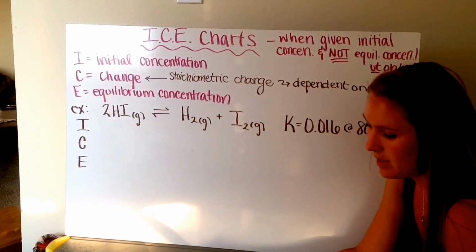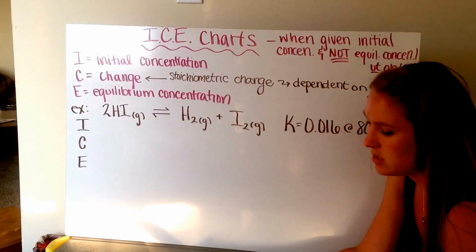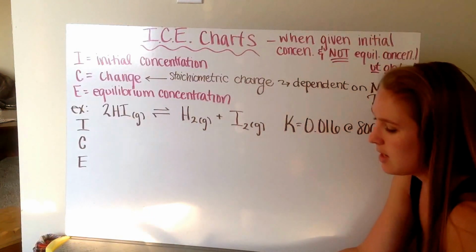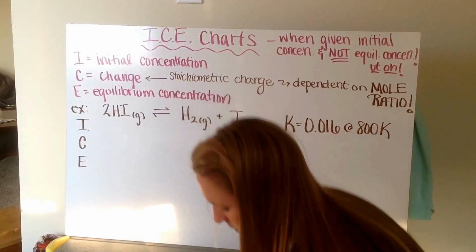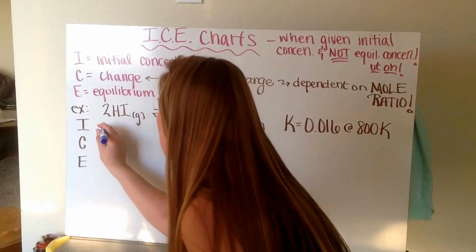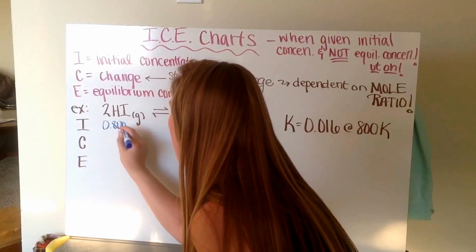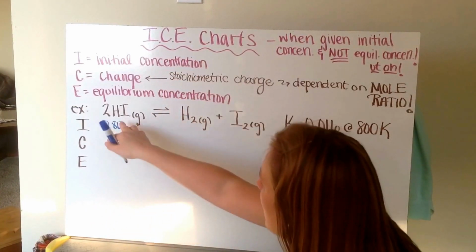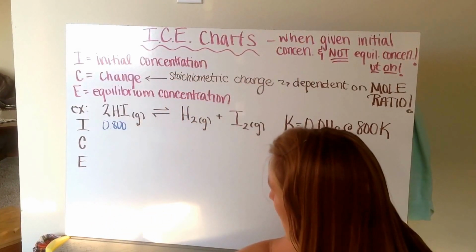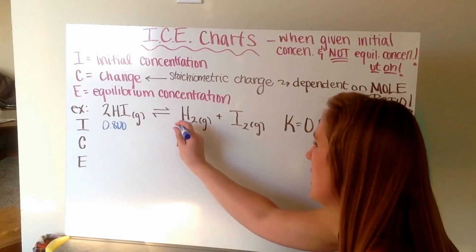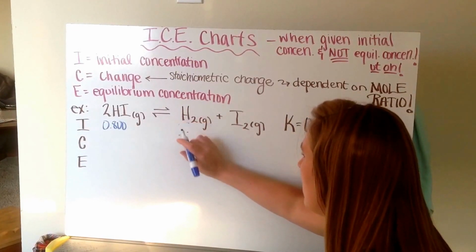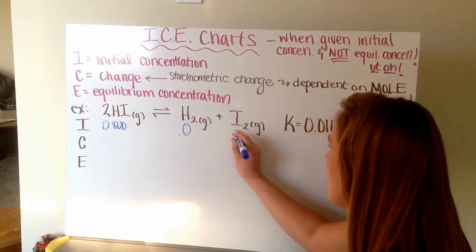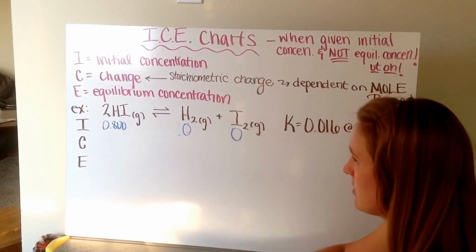Since we start with HI alone, the reaction must proceed to the right, resulting in the increase in the amount of hydrogen gas. So we are told that we have 0.800 molarity, or concentration, of our HI. We don't have any hydrogen gas, nor do we have any of our iodine gas.